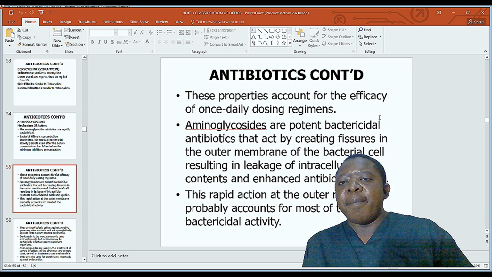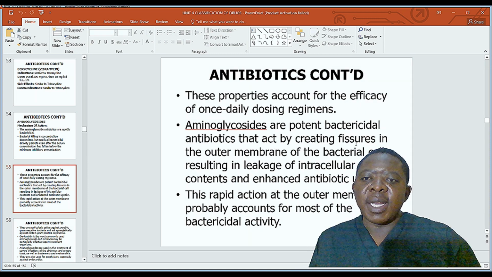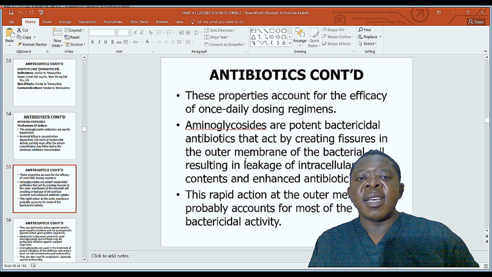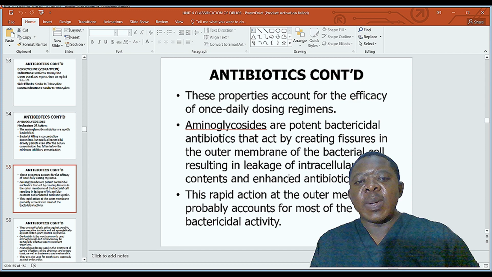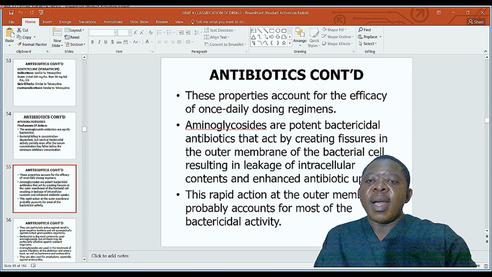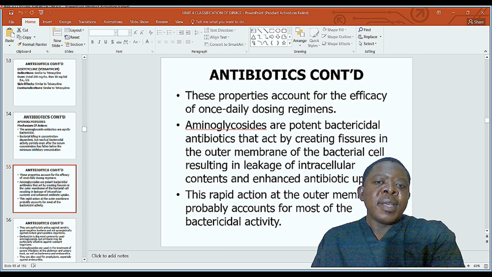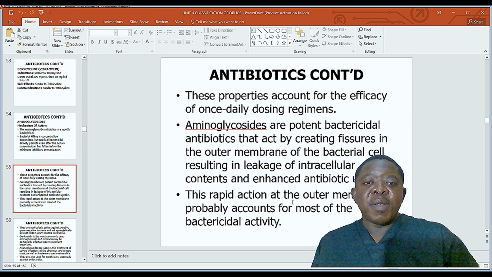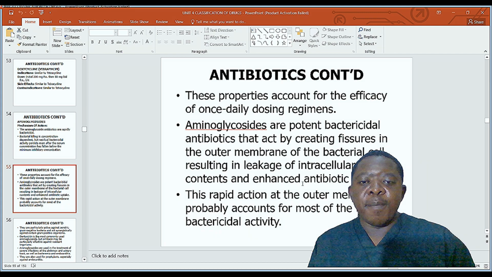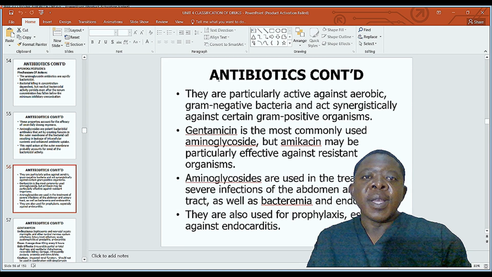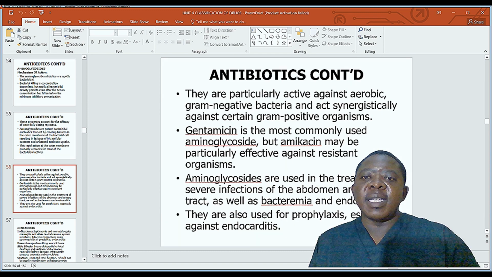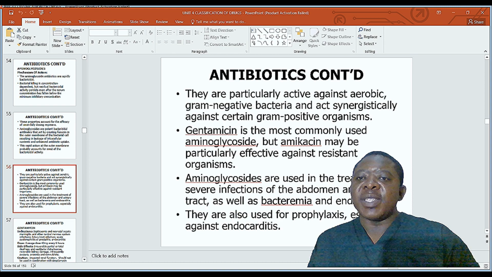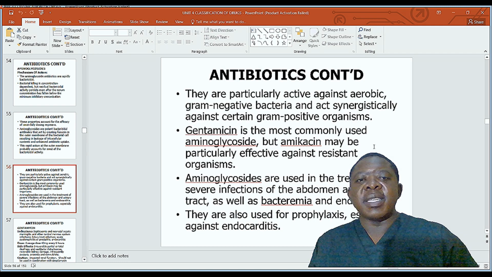Aminoglycosides are potent bactericidal antibiotics that act by creating fissures in the outer membrane of the bacterial cell, resulting in leakage of intracellular content and enhanced antibiotic uptake. This rapid action at the outer membrane probably accounts for most of the bactericidal activity. They are particularly active against aerobic gram-negative bacteria and act synergistically against certain gram-positive organisms.